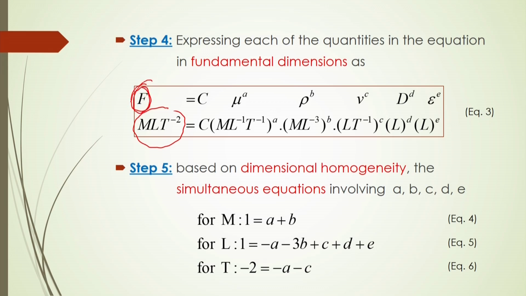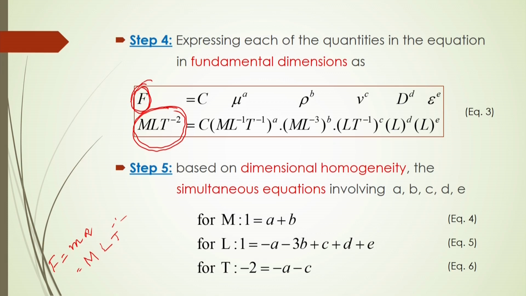So, for this F, the unit expressed in terms of fundamental dimensions will be M L T to the power minus 2. And how does this M L T to the power minus 2 come about? You know the definition of F: F is nothing but m into acceleration. M is mass, and a is the acceleration. Acceleration is meter per second square, that means meter is L and per second square is T to the power minus 2. So, that is why it comes as M L T to the power minus 2.